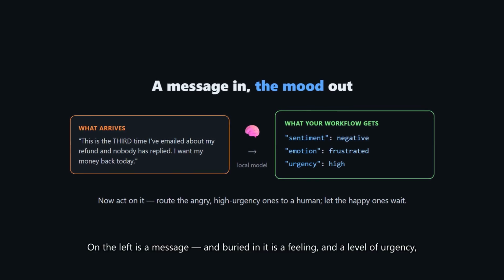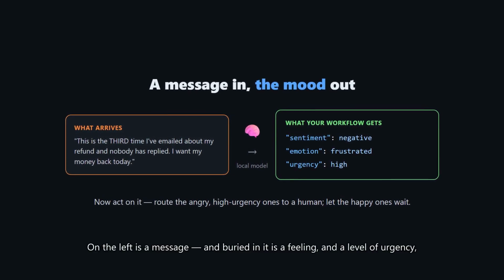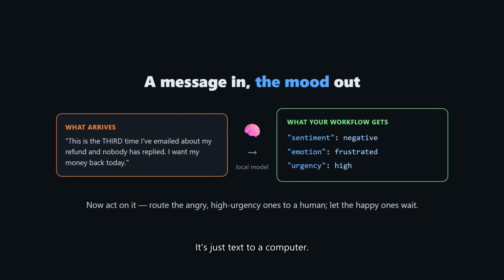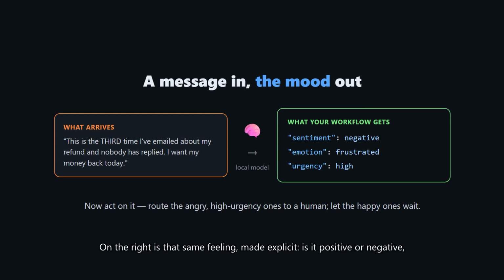On the left is a message, and buried in it is a feeling and a level of urgency that a plain workflow can't see. It's just text to a computer. On the right is that same feeling, made explicit. Is it positive or negative? What's the core emotion, and does this need attention now or later? Once you have that, you can act. Route the angry, high-urgency ones straight to a human and let the happy ones wait.